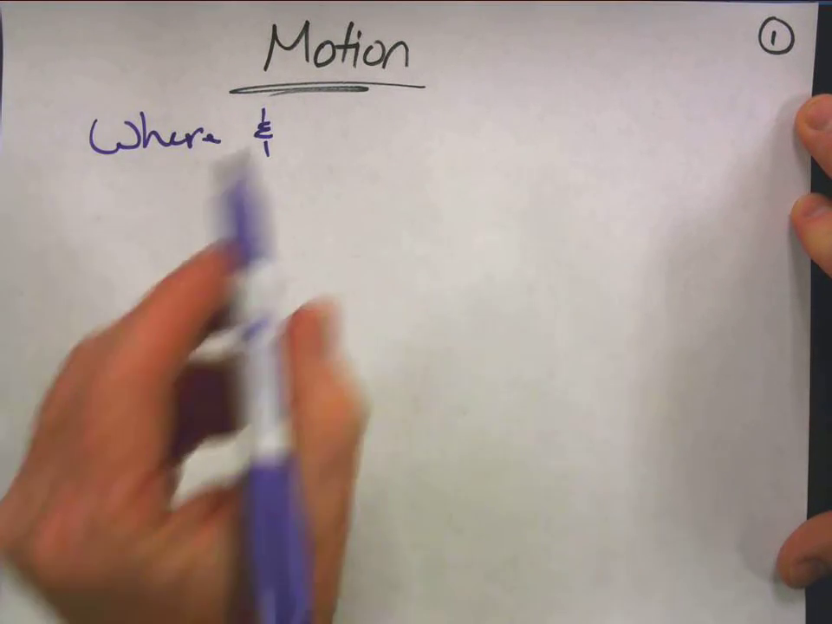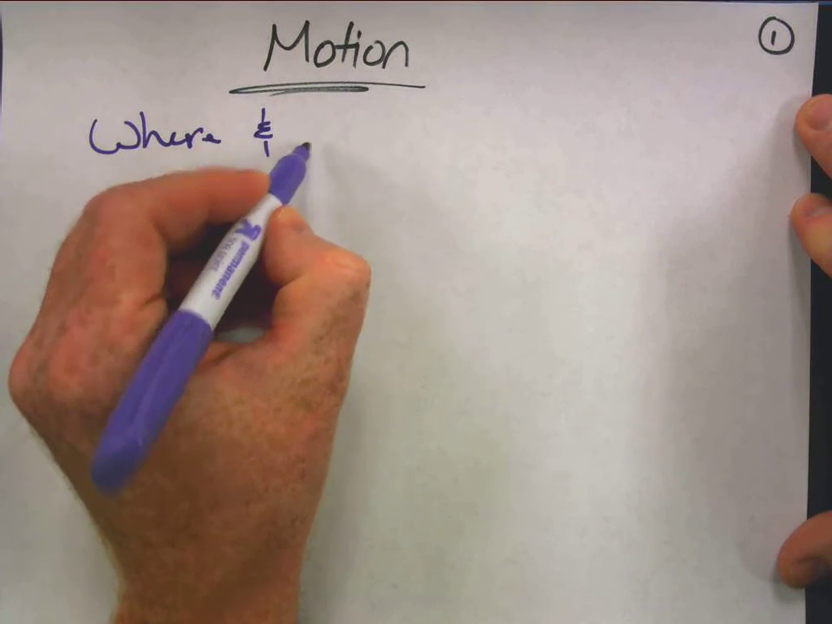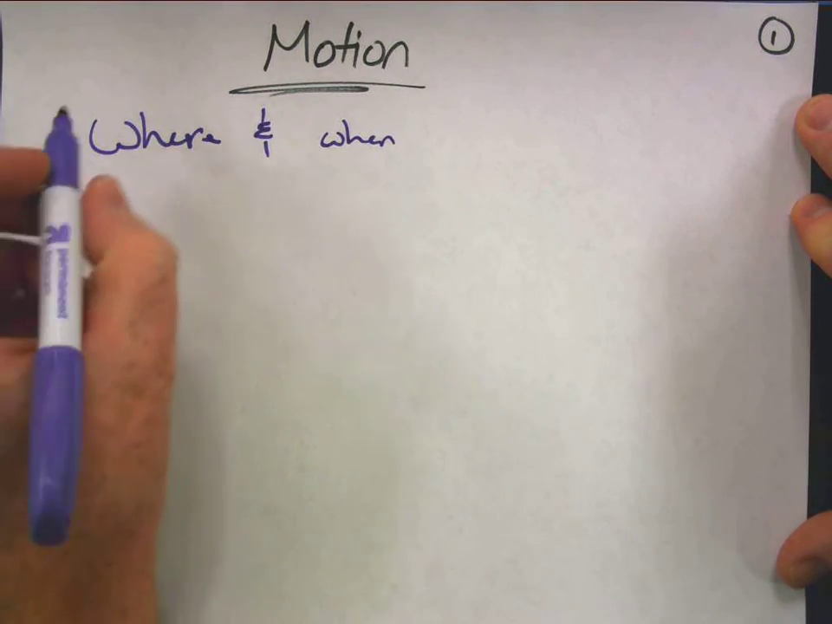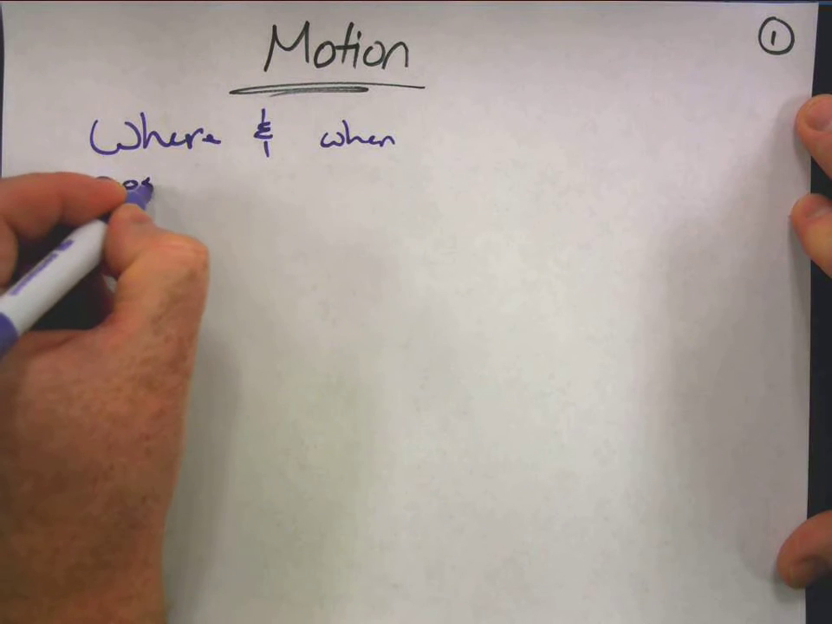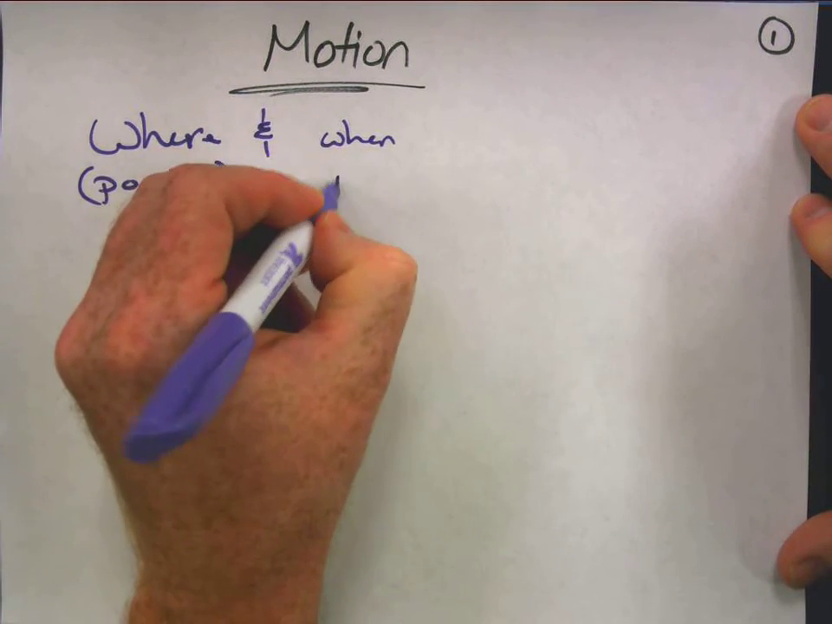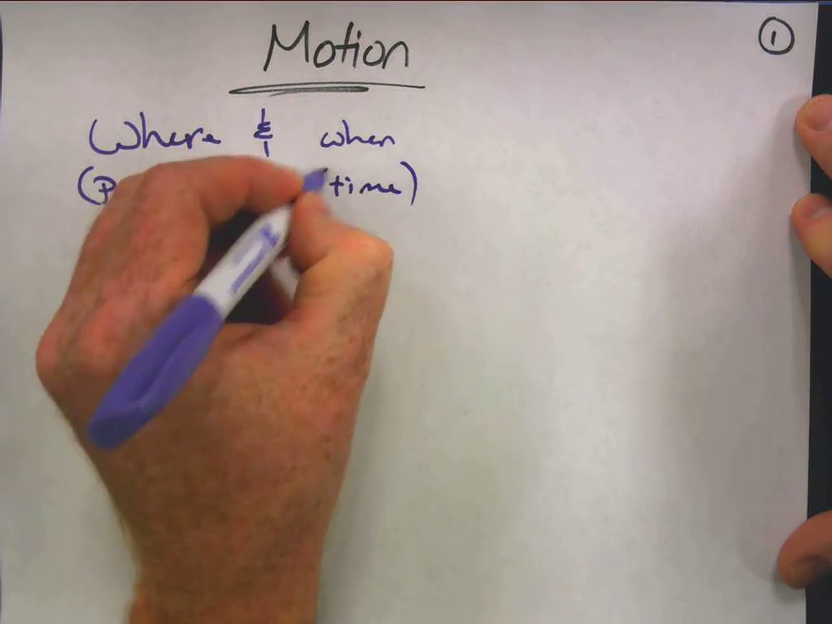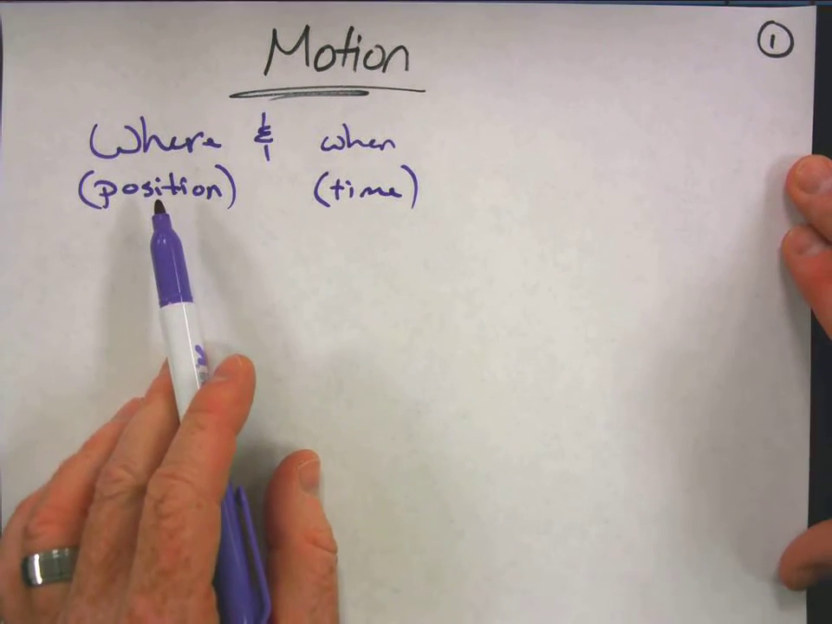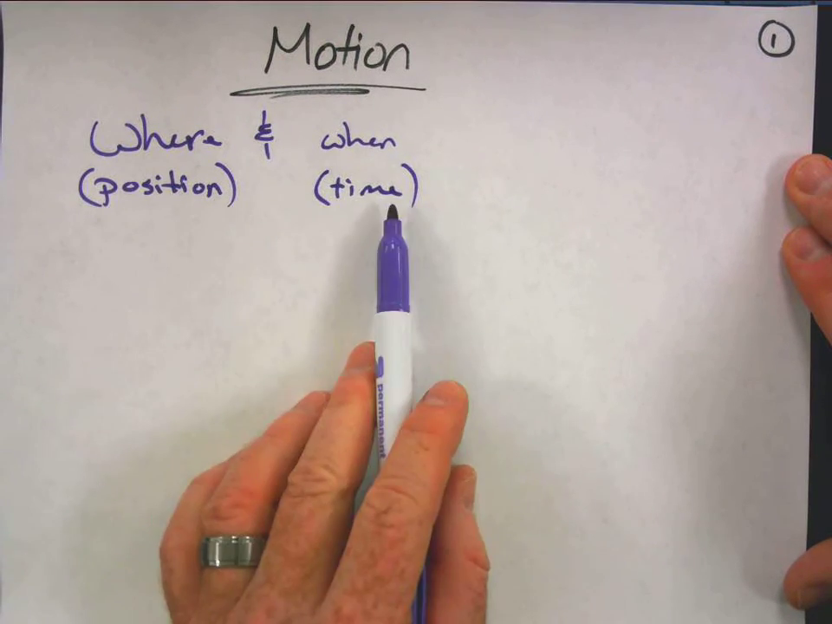and when they are at those locations. So where it is and when is it there. Where, that's like position. That describes the position of an object. And when, well, that's obviously time. We're concerned with positions and times when we're looking at motion. And if it's moving, the position is changing, and we're concerned with how quickly the position is changing.